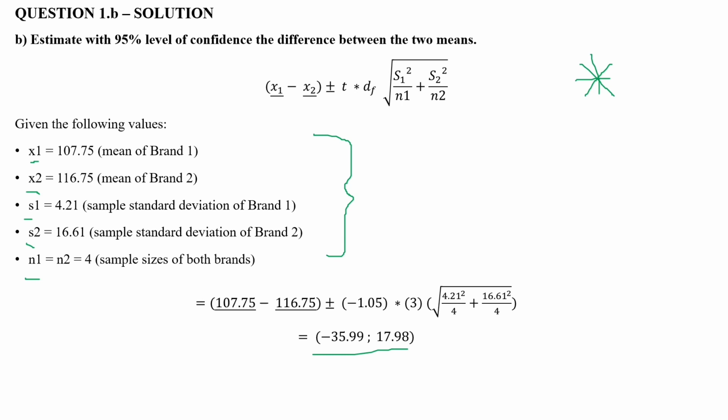and 17.98. Conclusion, we cannot infer that brand 1 will last longer than brand 2 on average based on the statistical analysis performed. Also, with a 95% level of confidence, we estimate that the difference between the two means lies between minus 3.5 and 17.98.